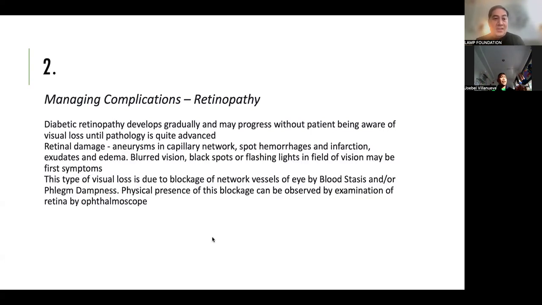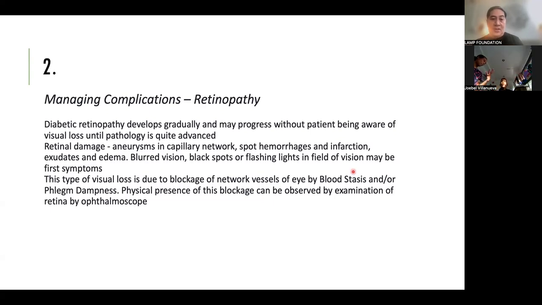So what happens when the retina is damaged? You can see aneurysms in the capillaries, hemorrhages, infarction, exudates, and edema. So when this happens, you will have blurred vision, black spots, or flashing lights. So if this is happening to you, it's time to have your blood sugar checked.